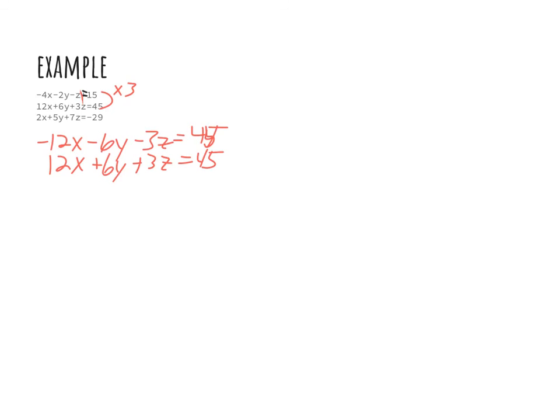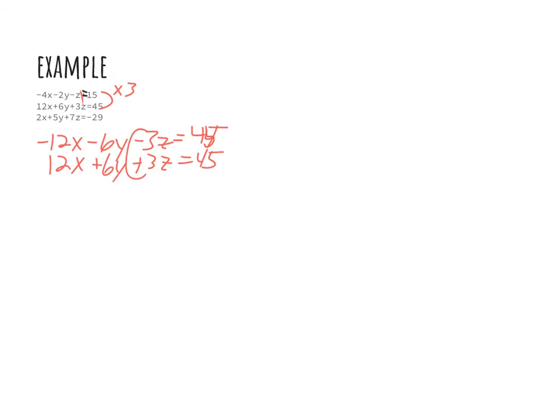Another example here, looking at it, that's supposed to be an equal sign. You'll notice that z is probably the one we're going to go with because I have that one z there. So when I put these together, I'm going to multiply this top one by 3, so I get -12x minus 6y minus 3z is equal to 45. Whoops, that's not 45. And 12x plus 6y plus 3z is equal to 45.